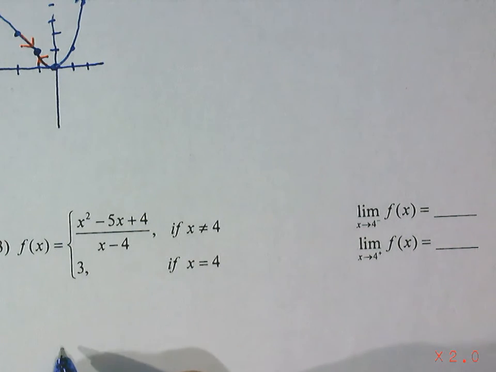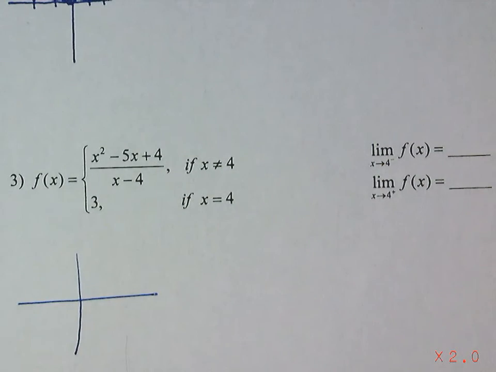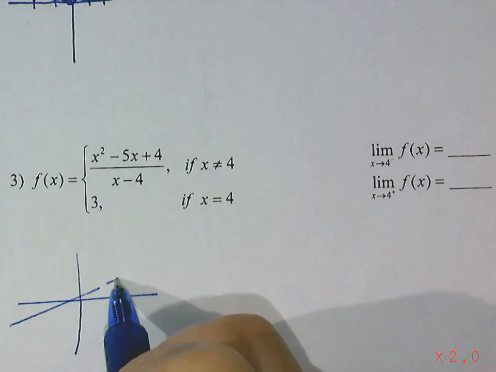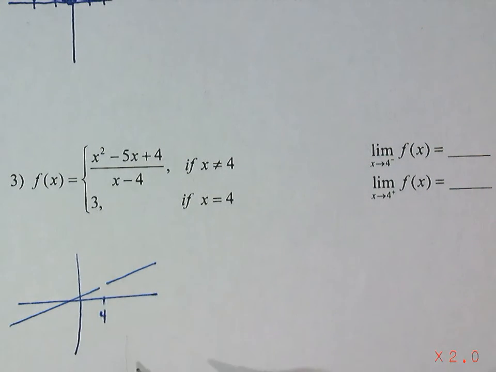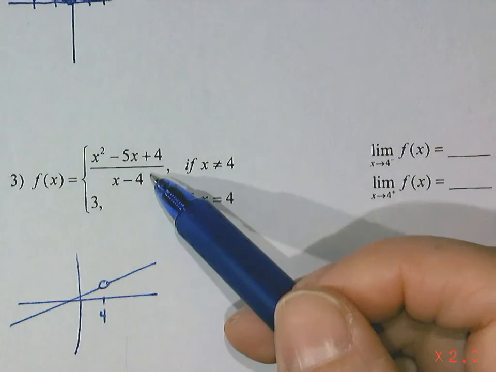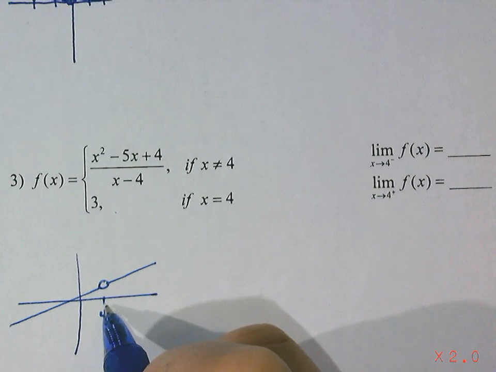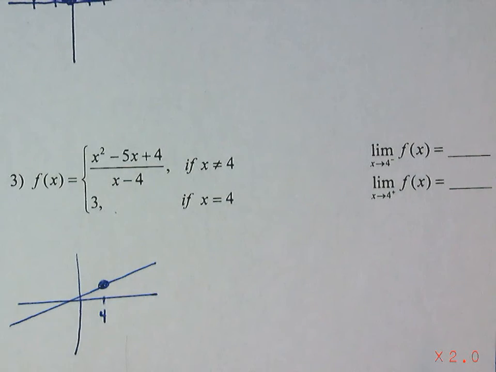So what's happening is, as it looked like this, this was x equals 4. That's this upper function. Then this lower function will say when x equals 4, I want y to equal 3. So I'm going to fill that in. That's an example of a removable discontinuity.